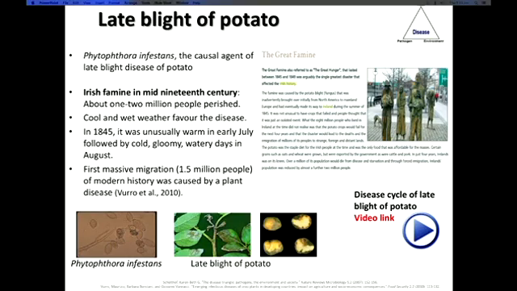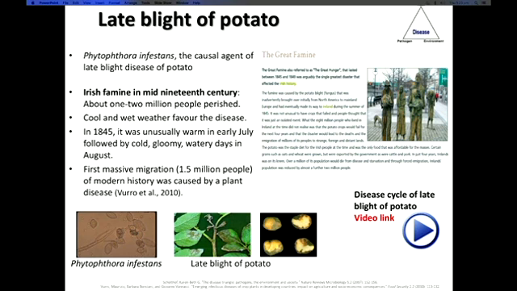So late blight of potato, as I said earlier, was considered a fungal pathogen, but now they are separating it into a different category. It's called the oomycete group. So the causal organism is Phytophthora infestans. And you all know that the biggest famine in human history was caused by this single disease, and it was called the Irish famine.